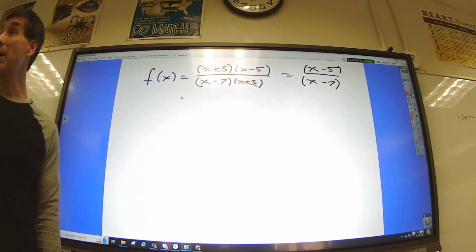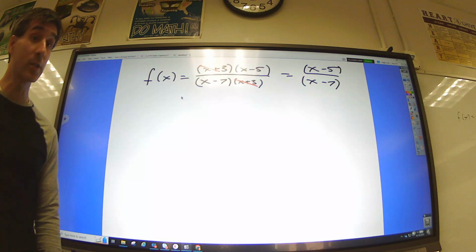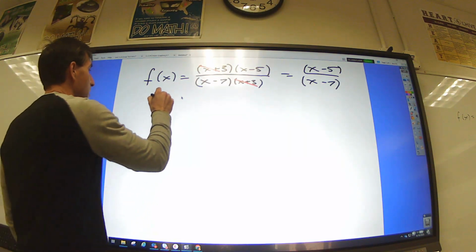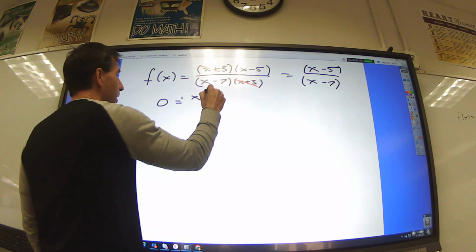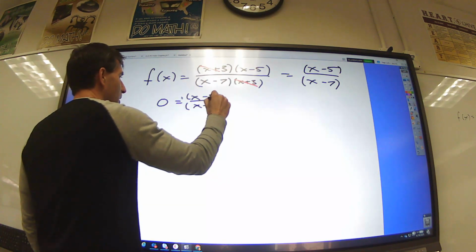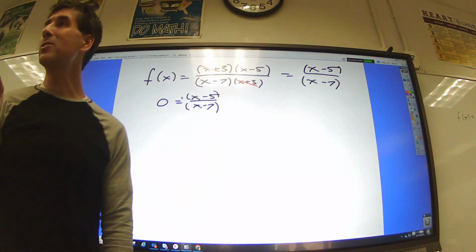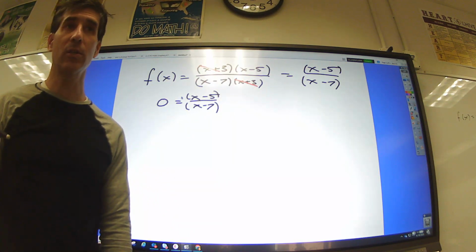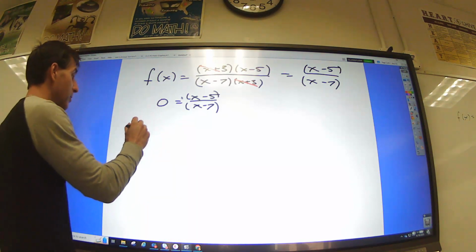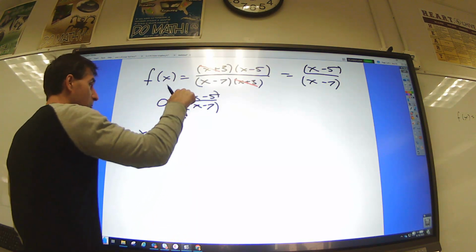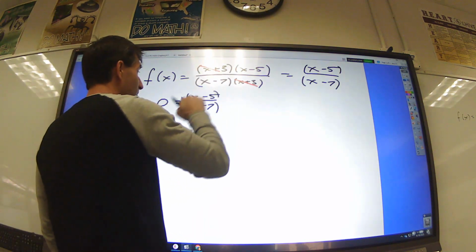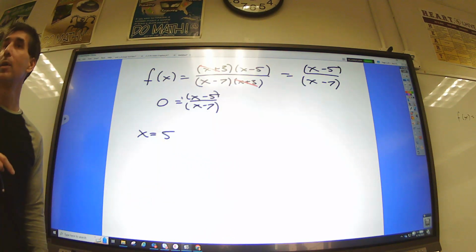So let's go with our steps. First step, set equal to 0. Second step, factor. So let's do that. 0 equals x minus 5 over x minus 7. Pretty simple. It's already factored. Next step, what are my zeros for the function? What are my zeros? X equals positive 5. The zeros are in the numerator, right? X minus 5 equals 0. You add 5 on both sides.